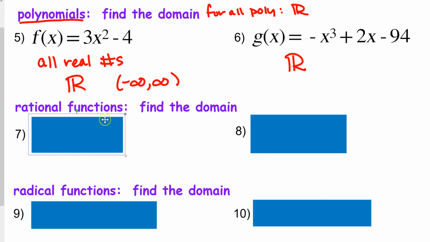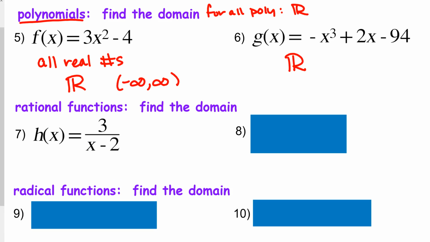Rational functions look like a ratio where you have some kind of a variable polynomial expression on the top and the bottom. So you might not have a variable in the numerator, but you have polynomials on the top and the bottom. So what you want to think about here is what would make the denominator 0? Because you know you can't divide by 0. So ask yourself, what makes the denominator 0? And you have to exclude that from the domain.